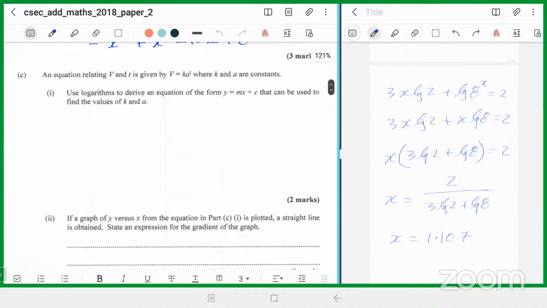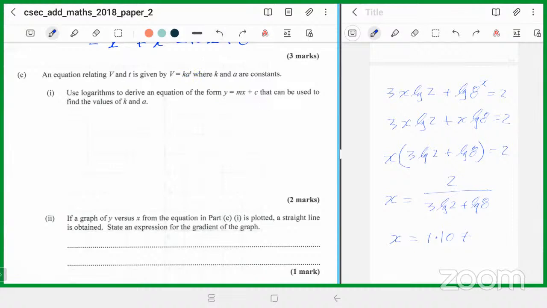So this says an equation relates V and T, and K and A are constants. V is a variable, T is a variable, just like a y and an x. They're variables, and the A and the K are your constants. It says use logs to derive the equation in the form y equals mx plus c that can be used to find the values of K and A. So they want us to take this equation, take logs, get the T out of the power, and rearrange it in a form like this.